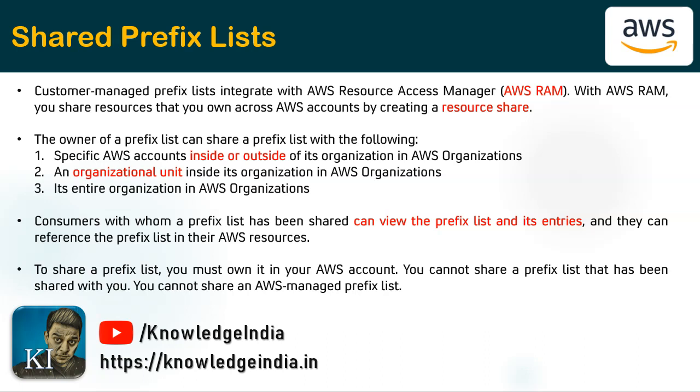And once you share it, you as the owner of that prefix list will be able to see who all are using it, right? For example, let's say you are in account 1, and in account 1 you create a prefix list and then you share it within your organization. Now in AWS account 2, somebody creates a security group and basically uses your prefix list, right? So you will be able to see this particular thing in your AWS account, right?